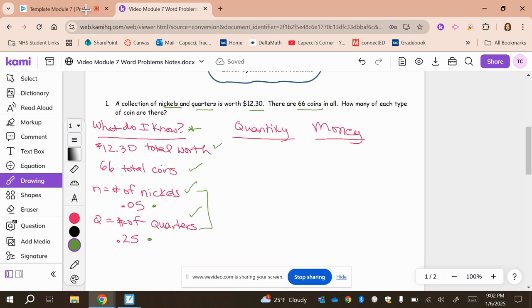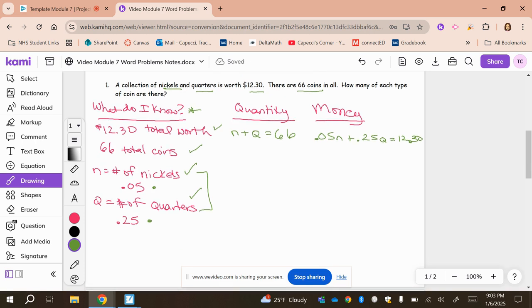So quantity. If I add the number of nickels plus the number of quarters, I'm going to end up with 66 coins in all. Now, in dealing with money, it's going to be 5 cents, right? 0.05 is 5 cents. 5 cents for each nickel plus 25 cents, or 0.25, for each quarter. And the total money amount was $12.30.